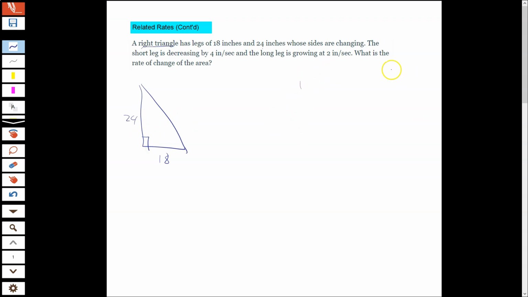So our first step was to sketch, remember? Our second step is going to be to write an equation. So what we want here is an equation that gets us to the question it's asking. What is the rate of change of the area? So area is, for a triangle, 1/2 base times height. Right? So there's our equation.